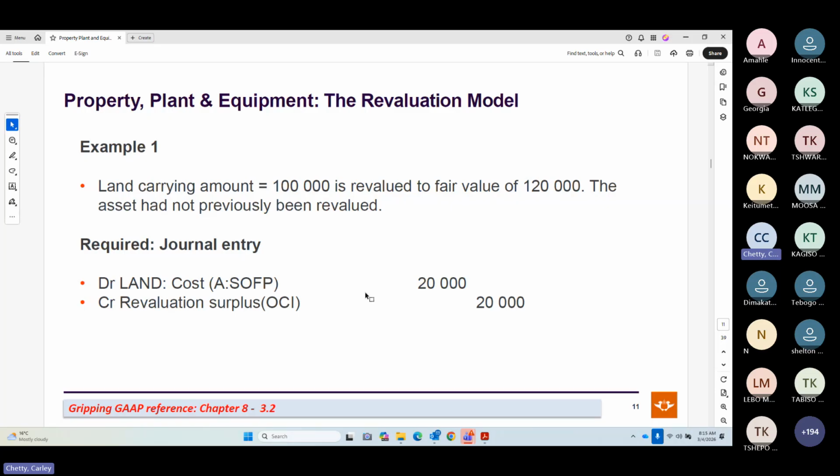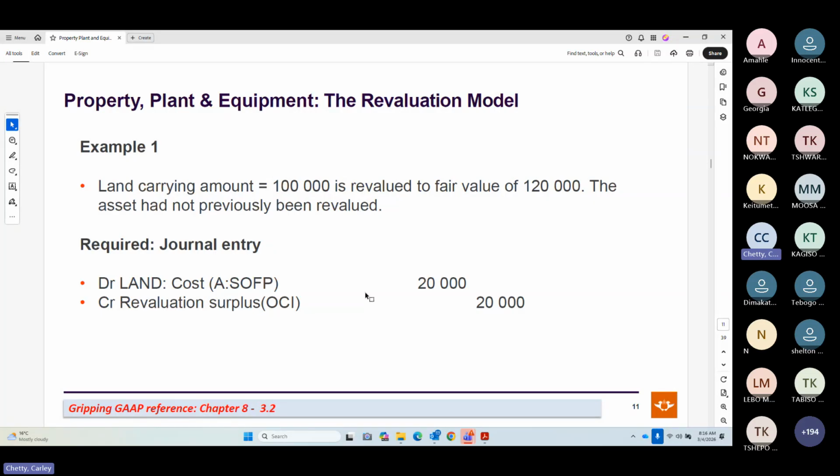So under the revaluation model, we can increase the value of the item of PPE because often these fair values will be higher or greater than the carrying amount. So the journal to record the 20,000 revaluation is debit land cost with 20,000 and credit revaluation surplus. The revaluation surplus is going to be recorded in other comprehensive income.